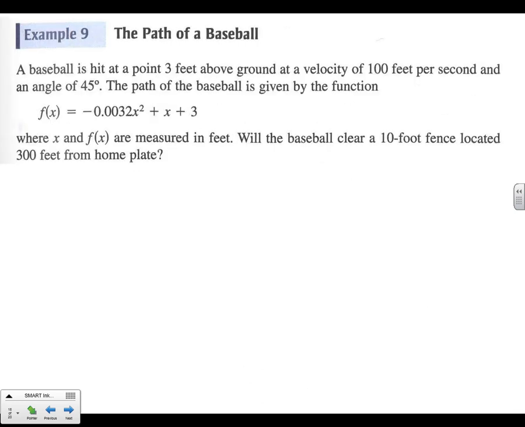All right, so path of a baseball. We have a baseball hit at a point 3 feet above the ground with a velocity of 100 feet per second at an angle of 45 degrees, and they give us this function. Will a baseball clear a 10-foot fence located 300 feet from home plate? Well, let's find out.